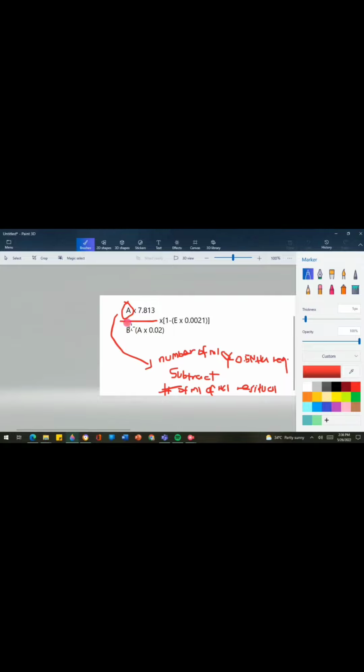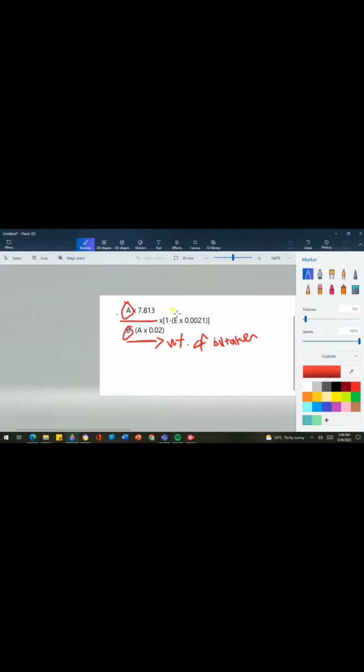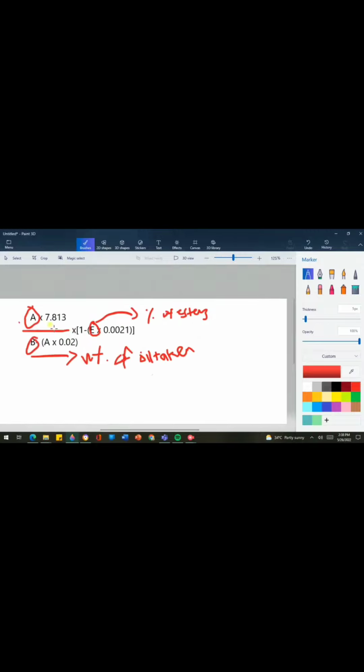Ayan. Ito namang B. Yung B yan yung weight of acetylated oil taken. And itong E, ito naman yung percentage of esters calculated as methyl acetate. So, ito namang 7.813 ay nakuha sa molecular weight of menthol. Which is 156.27.